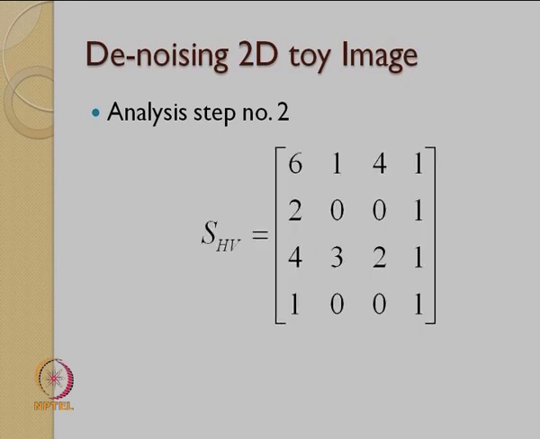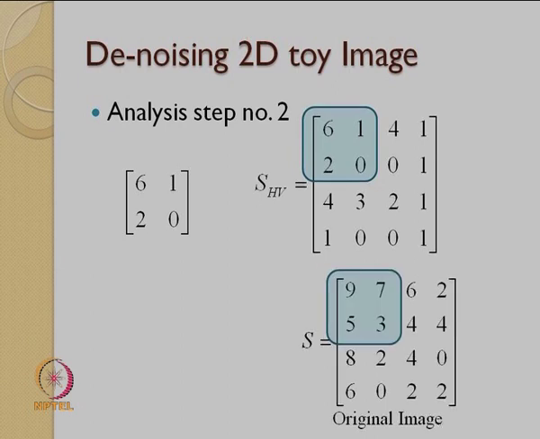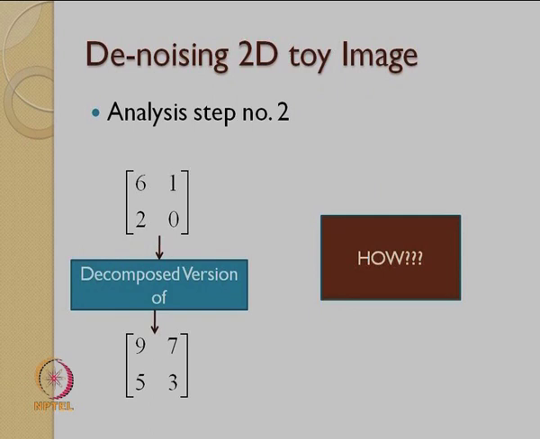And now it is very interesting to understand how this typically looks. For example, if you sense these four coefficients 6, 1, 2 and 0, and if you see the original image and if you focus on these four elements 9, 7, 5 and 3, then indeed these four elements are responsible for generating this matrix. So, this matrix is a decomposed version of 9, 7, 5, 3. How? That is the question. It's very interesting to see what's really happening here.